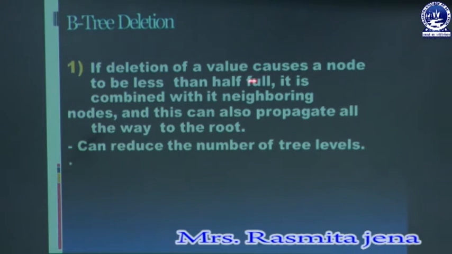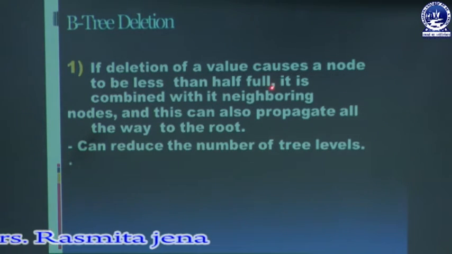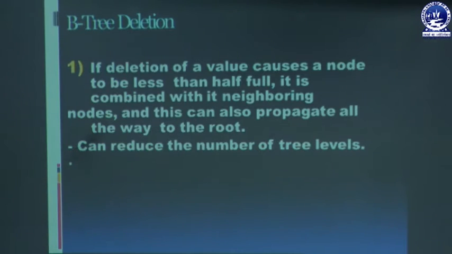if deletion of a value causes a node to be less than half full. We know that in a B tree of order P, the maximum number of children a node can contain is P, and the number of keys contained by a node is P minus 1. Whenever we go for the deletion operation, if deletion of a value causes a node to be less than half full, that means it does not satisfy the condition that must be satisfied for the B tree, then it is combined with the neighboring nodes, and this can also propagate all the way to the root.